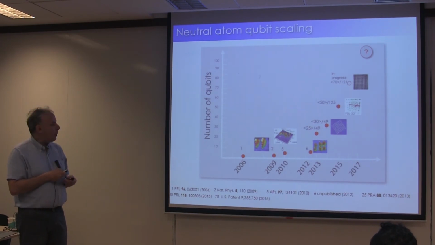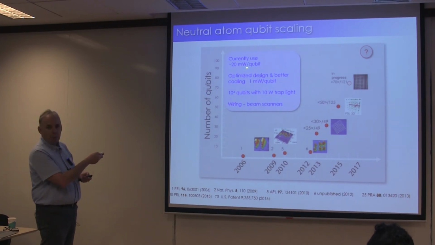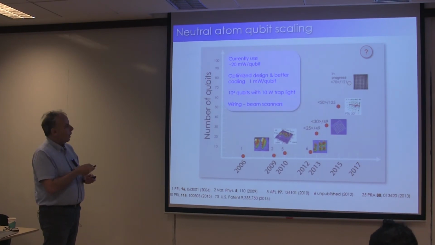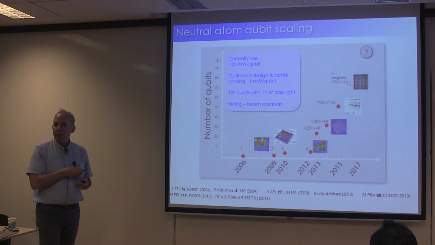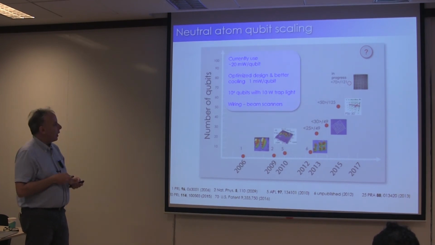How far can you go with this? Well, you run into an optical power limitation at some point. We currently use about 20 milliwatts per qubit. This design here is more efficient in terms of trapping depth per milliwatt of laser power. That, together with some better cooling, we think we can get down to a milliwatt or less per qubit. That means you could do 10,000 qubits with 10 watts of light. So it's certainly realistic to think about large numbers with this kind of approach. We also need to scan the beams. That's another discussion, but I think there are technologies for doing that.